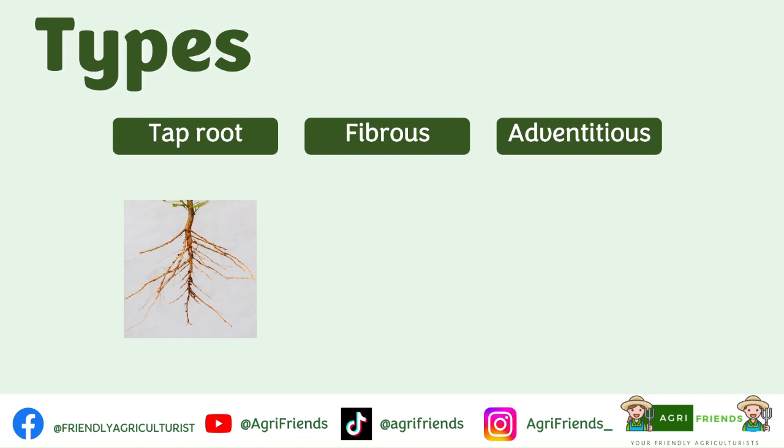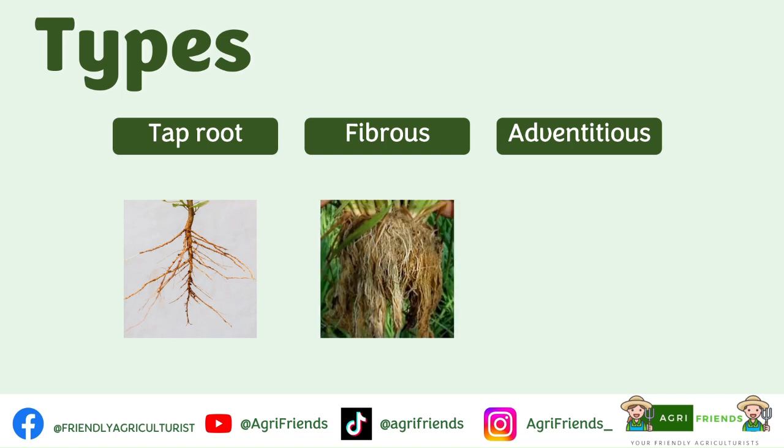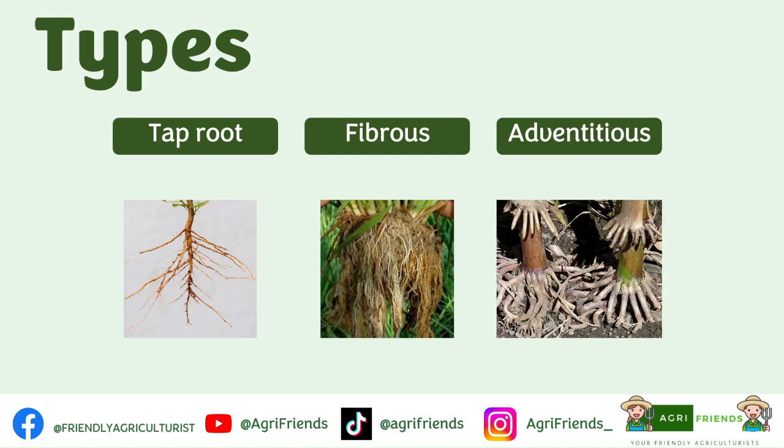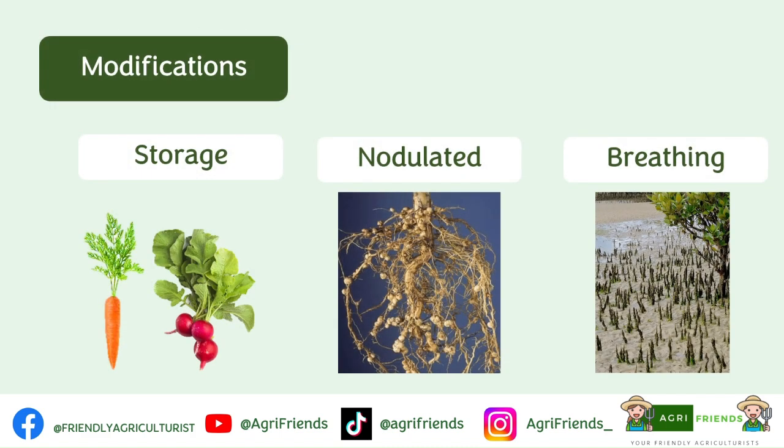Next is the fibrous roots. And this can be seen in monocotyledonous plants and ferns. It has a dense network of thin, moderately branching roots emerging from the base of the stem. And lastly is the adventitious roots. So these are roots that grow from any plant part other than the primary root or the radicle or its branches.